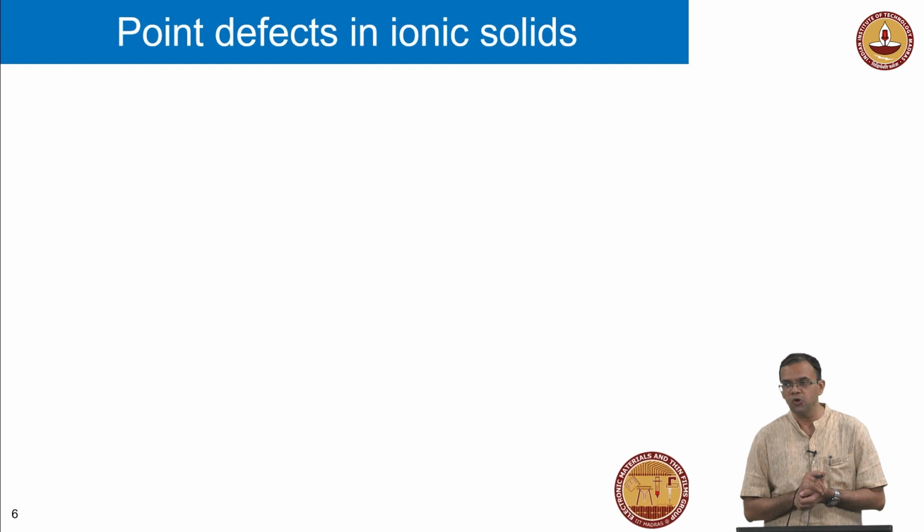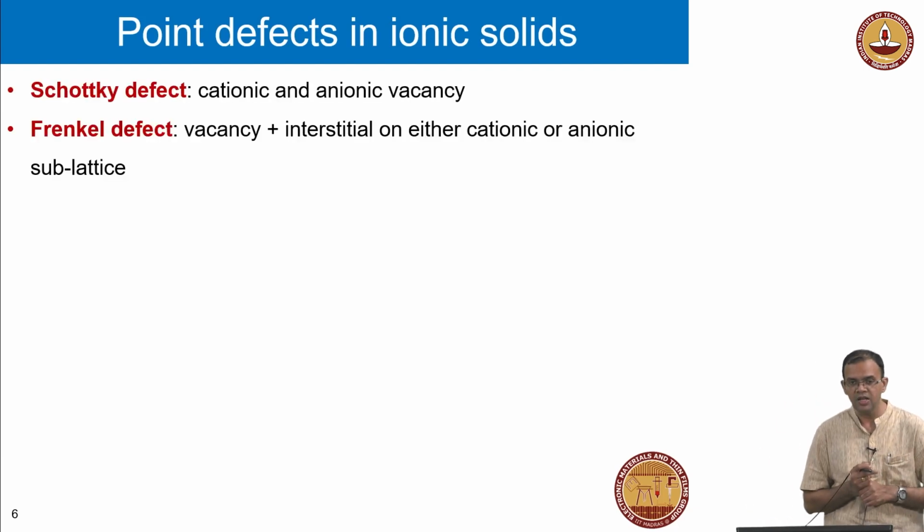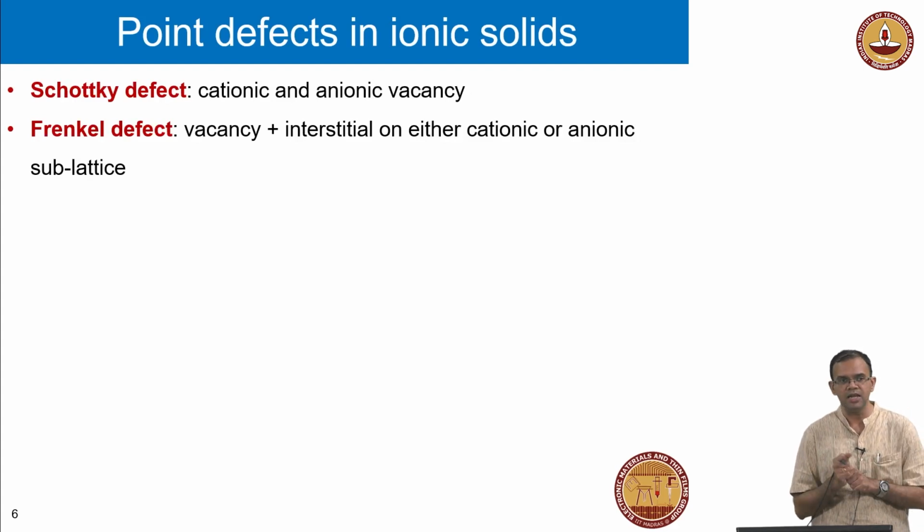Things become slightly more complicated when you have an ionic solid, and especially metal oxides are ionic solids. With silicon it is a covalent bond, so the silicon atoms are anyway neutral. Whether I remove an atom or put in an extra atom, I don't violate the charge neutrality. Everything still has equal positive and negative charge. But if I have an ionic solid, the moment I remove say one of the ions, I will create a charge imbalance, right? So I have to do something to compensate for that.